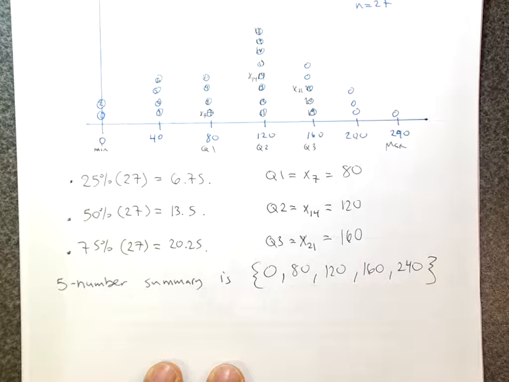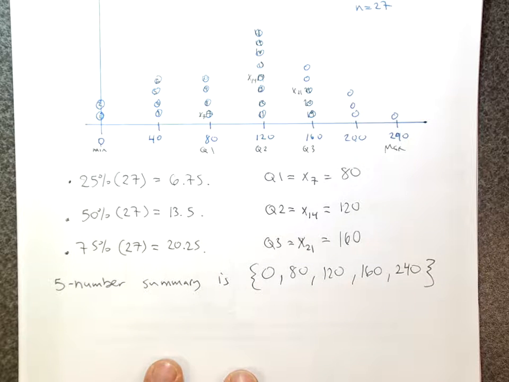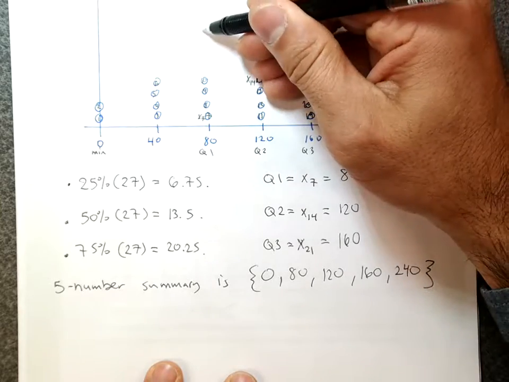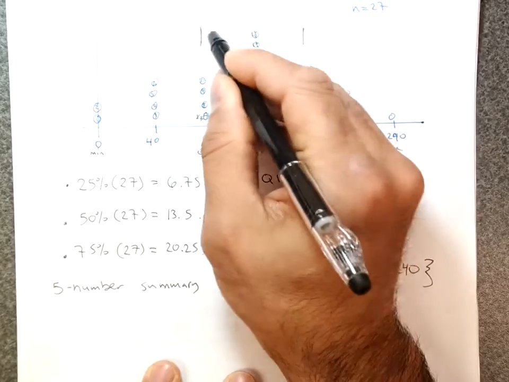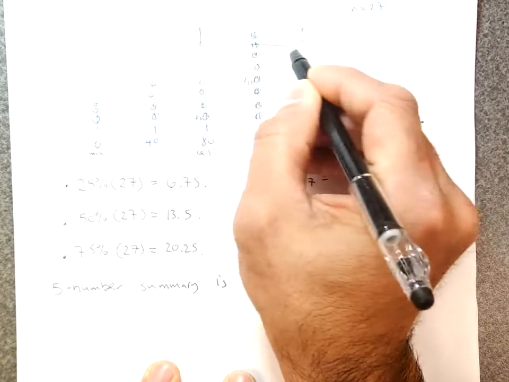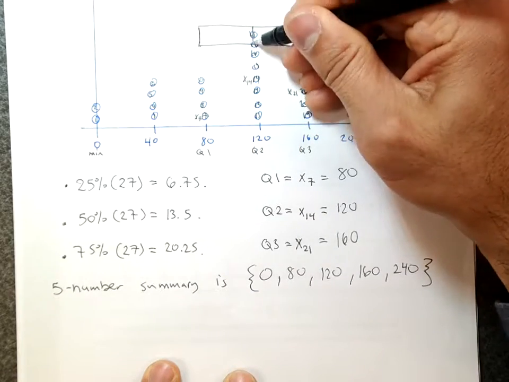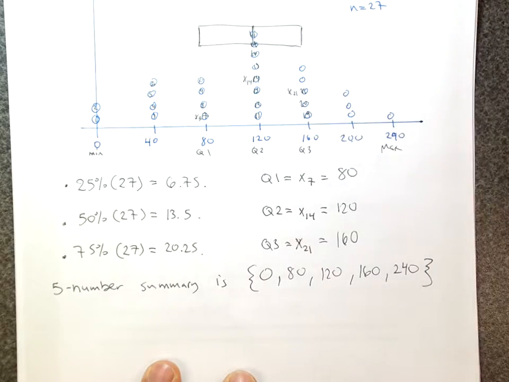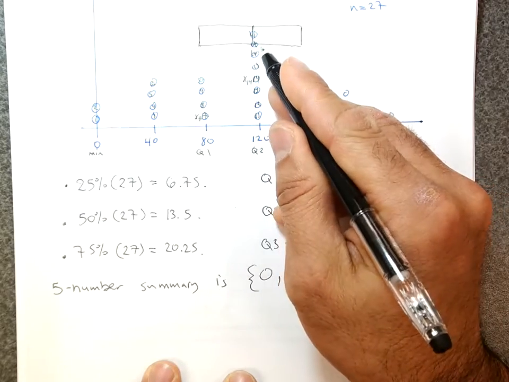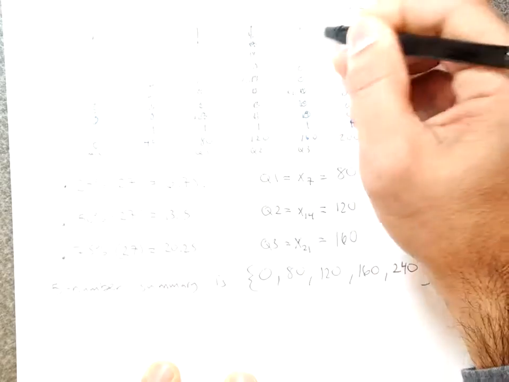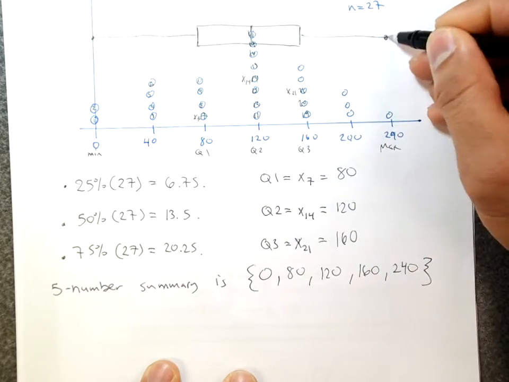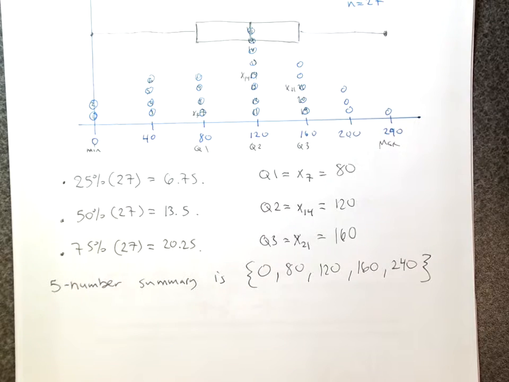So why don't you try drawing it before I draw it? See if you got the idea. Okay, now that you're back, here's what we do. We're going to draw a box whose ends are at Q1 and Q3. We'll draw an extra vertical line at Q2. Hopefully you can see that. And then whiskers out to the smallest and highest values.